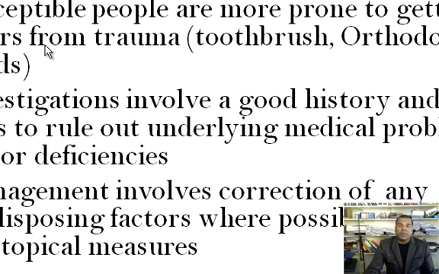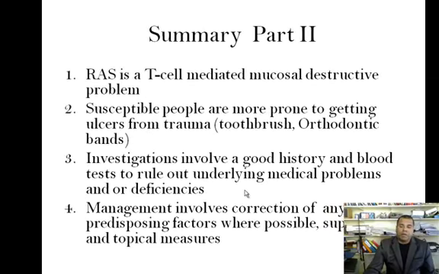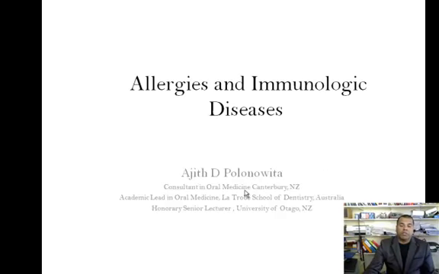So in summary, RAS is a T-cell mediated mucosal destructive problem. Susceptibility, well, people are more prone to getting these types of ulcers from trauma, toothbrush, orthodontic appliances. Investigations may involve a good history and blood tests to rule out any underlying medical problems and or deficiencies. Management involves correction of any of these predisposing factors where possible and supportive and topical measures. Thank you very much.